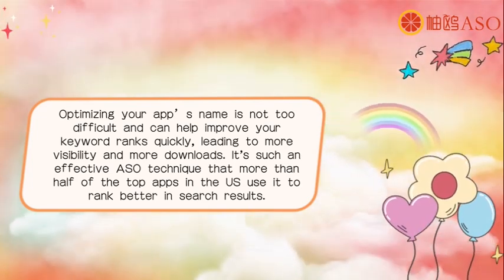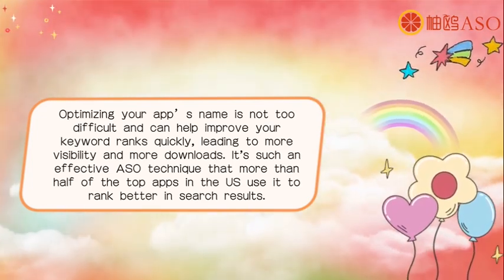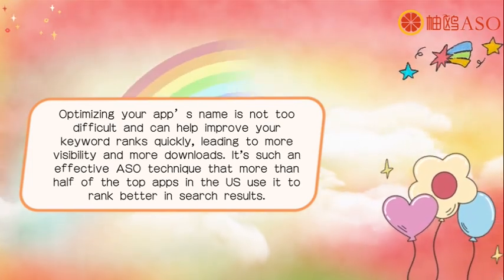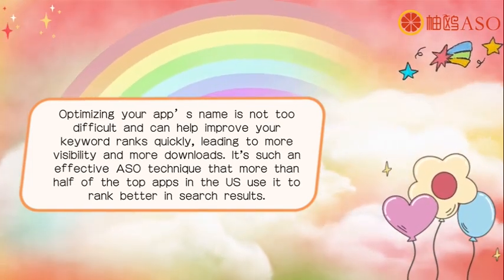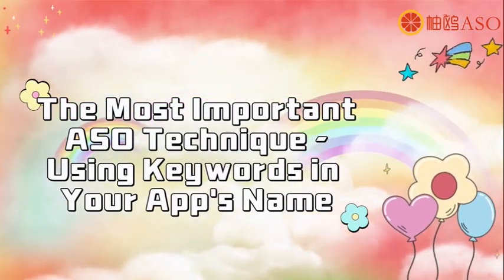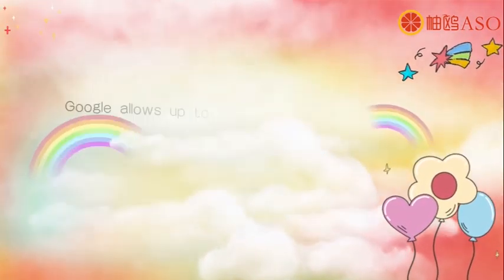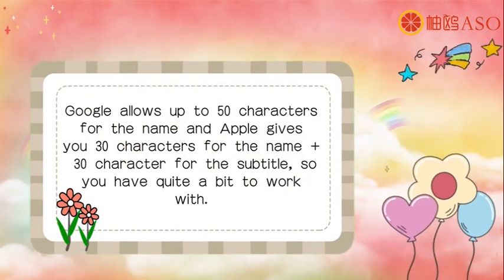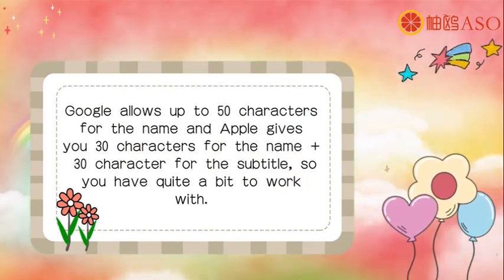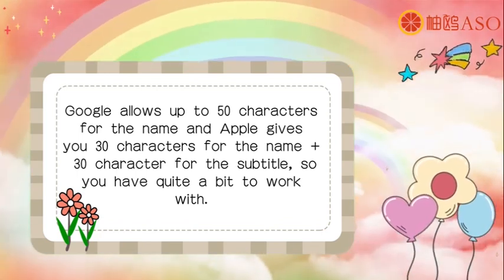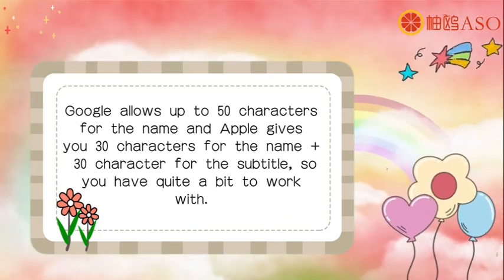It is such an effective ASO technique that more than half of the top apps in the US use it to rank better in search results. The most important ASO technique: using keywords in your app's name. Google allows up to 50 characters for the name, and Apple gives you 30 characters for the name and 30 characters for the subtitle, so you have quite a bit to work with.